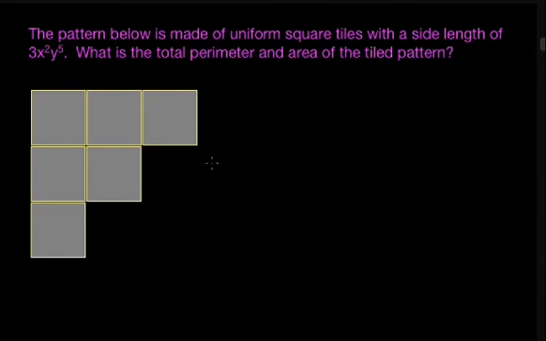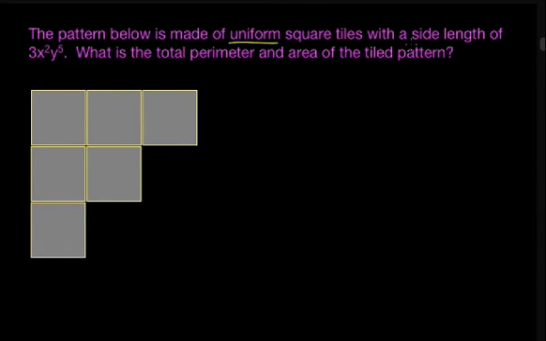The pattern below is made of uniform square tiles with a side length of 3x squared y to the 5th. What is the total perimeter and area of the tiled pattern? So first let's look at this word uniform. In this context, uniform means the same. So all of these tiles are square, and they are the exact same kinds of squares. So they've got the same shape, the same size.